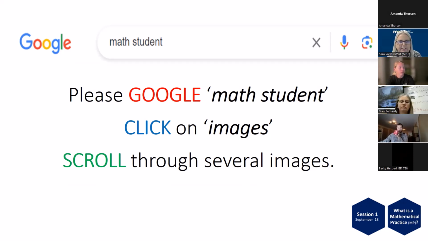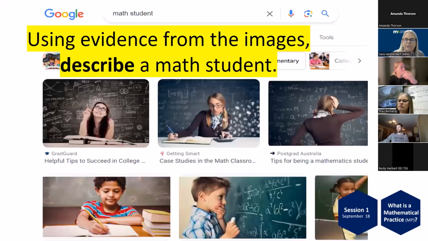So if you are going to use the PLC protocol, what you would have done prior to watching this video is Google "math student" on your device. If you have a device, you can do it quickly. I'm not going to do it slowly. Then click on images and take a look at the images and scroll through a lot of images. The question we wanted you to consider was to look at all those images and give evidence from the images to describe what a student looks like.